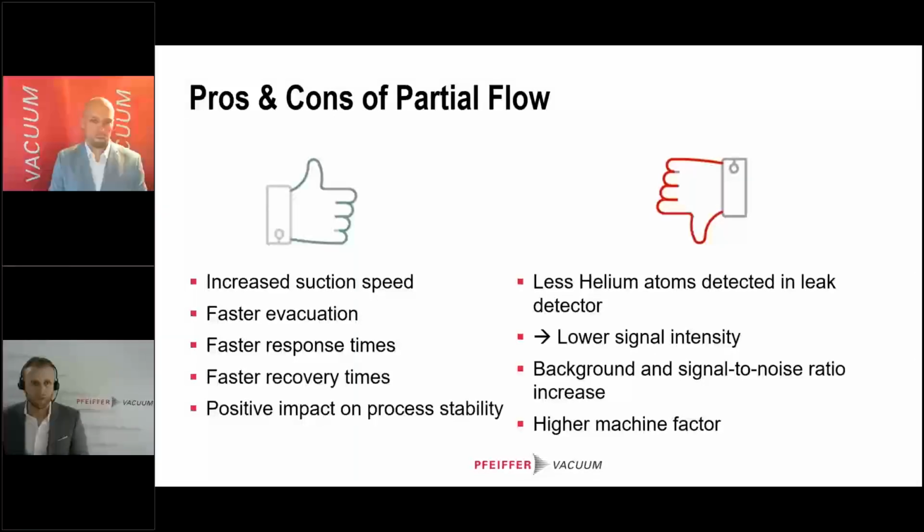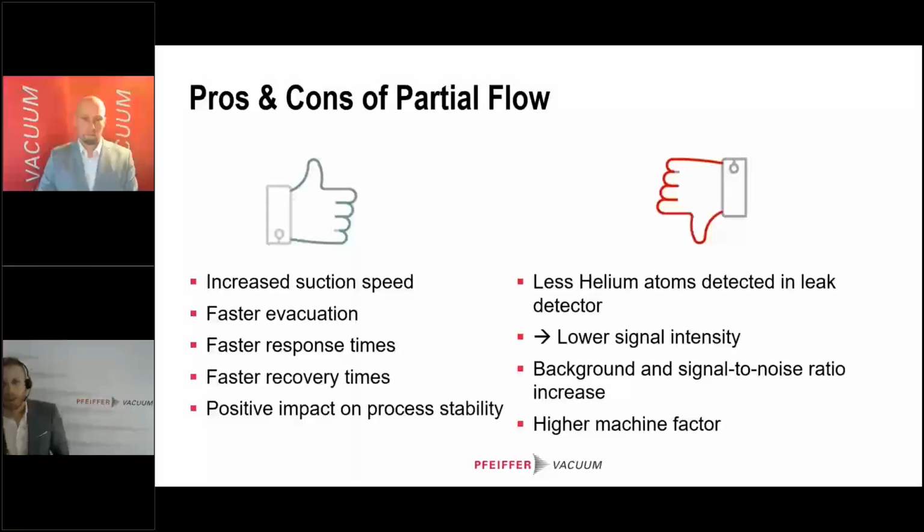On the other side, if you have this partial flow, it means that not all of the helium is detected in the leak detector because a significant amount of the atoms will be pushed through the backing pump and will not be detected. And this has a negative impact on your signal intensity. So therefore, when you use a backing pump in the partial flow, both your background and your signal to noise ratio will increase. So this is something rather negative. And also depending on the relation between leak detector and backing pump, you will have a higher machine factor.